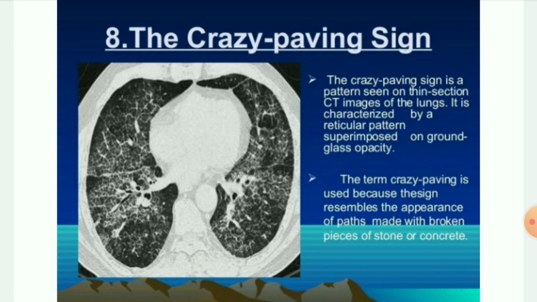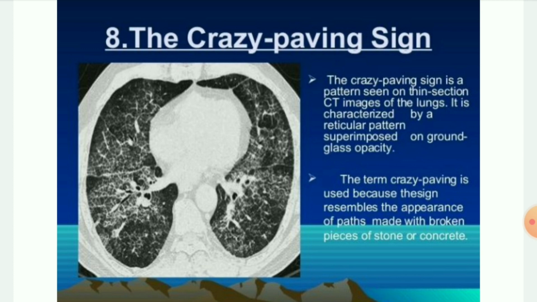The lines of reticular opacities may represent interlobular septal thickening of the interlobular interstitium. The crazy paving sign was initially recognized in patients who had pulmonary alveolar proteinosis.